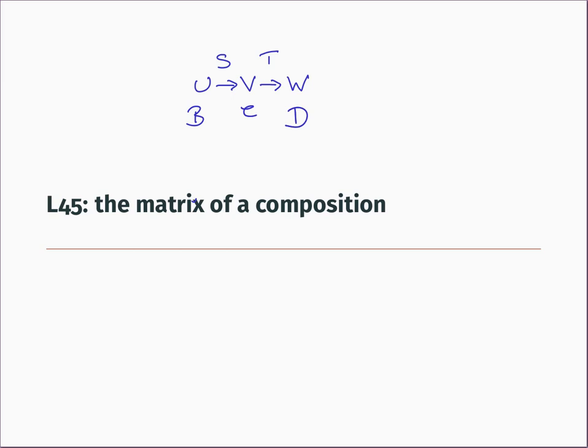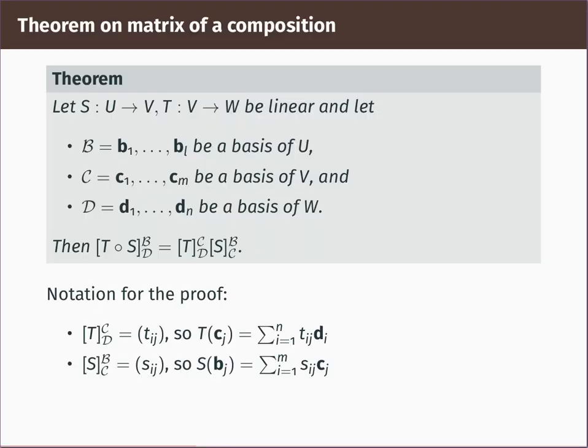It turns out that T composed with S is a linear map, so we could ask for the matrix of T composed with S with respect to the initial basis B and the final basis D. And we could also think about the matrices of T with respect to the initial basis C and the final basis D, and the matrix of S with respect to the initial basis B and the final basis C. There should be some kind of relationship between these three matrices, and in this video we're going to figure out what that relationship is. So here's the statement of the theorem.